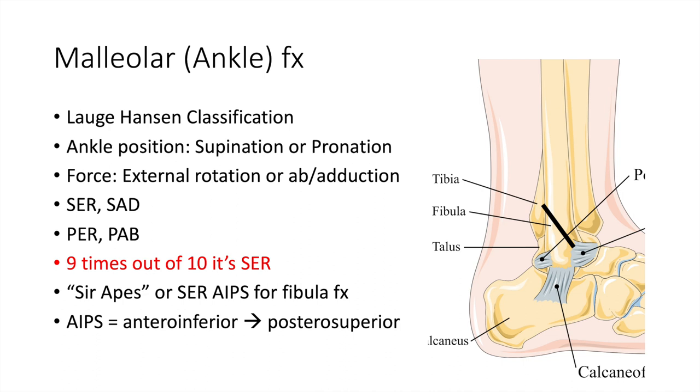And I got a mnemonic just for you, Sir Apes. SER, AIPS. So this is something I learned on an away rotation as well. A resident pointed it out to me. So AIPS means antero-inferior to postero-superior. This is the direction of the fibular fracture, which I pointed out here on this image. When you get the lateral view of the lateral malleolus, you will see this fracture line, and that'll help to confirm that it is, in fact, SER.